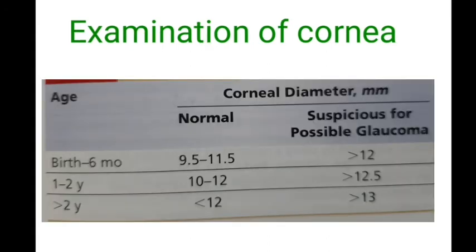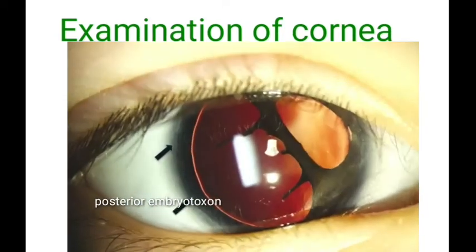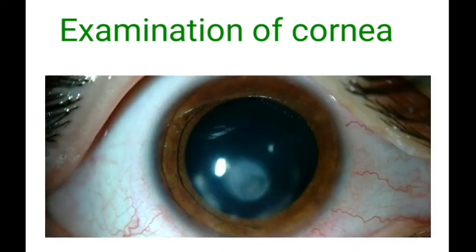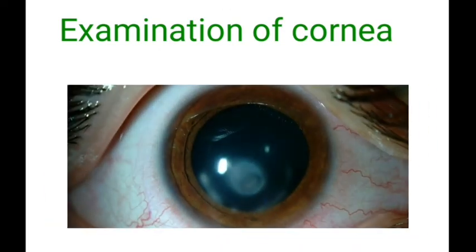The diameter of the cornea I have shown in the chart. Okay, so if the diameter of the cornea is exceeding the normal range, then it may give a clue for the possible diagnosis of glaucoma. Examining the cornea, also look for associated abnormalities of some of the syndromes like Axenfeld-Rieger syndrome, where you see the posterior embryotoxon. Look also for central corneal opacity as well as adhesions between the cornea and the iris.